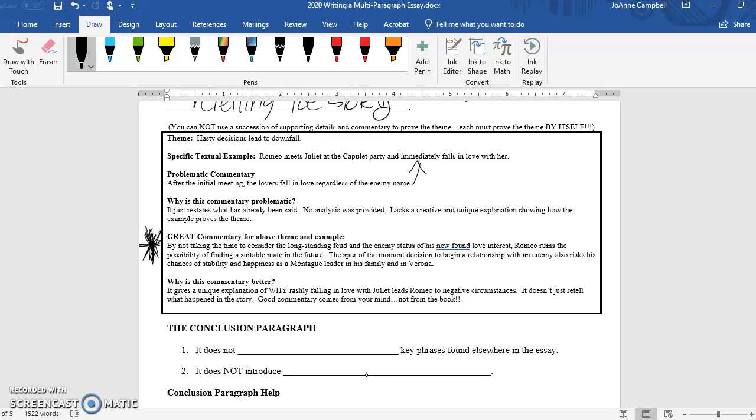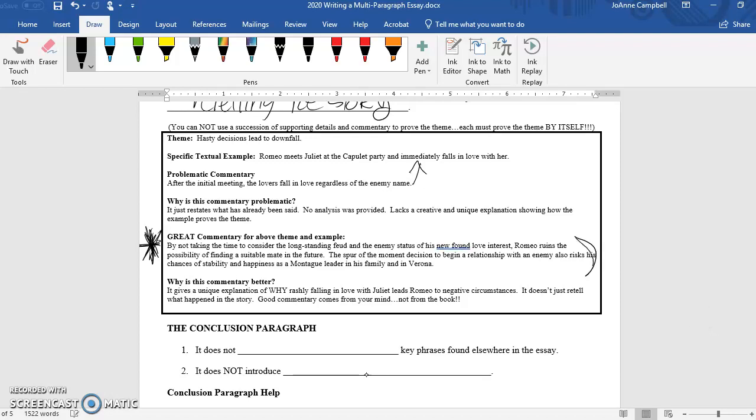Okay, so the example again is that Romeo meets her at the party and falls in love with her. And good commentary from your head might be something like this. By not taking the time to consider the long-standing feud and the enemy status of his newfound love interest, Romeo ruins the possibility of finding a suitable mate in the future. The spur-of-the-moment decision to begin a relationship with an enemy also risks his chances of stability and happiness as a Montague leader in his family and in Verona.